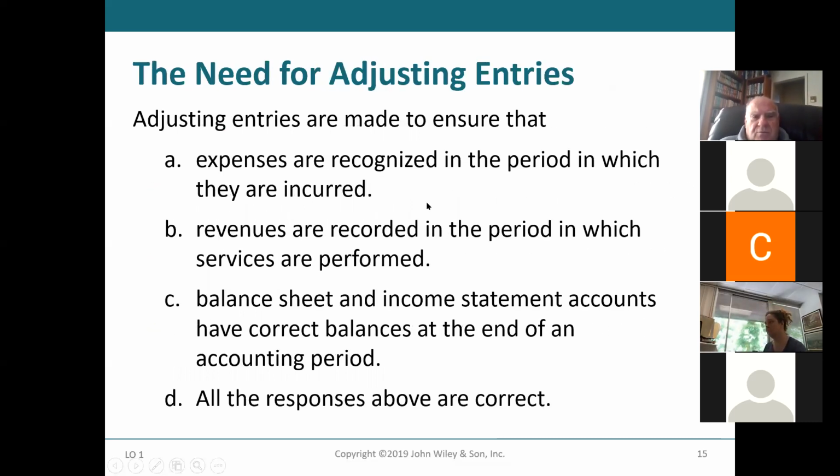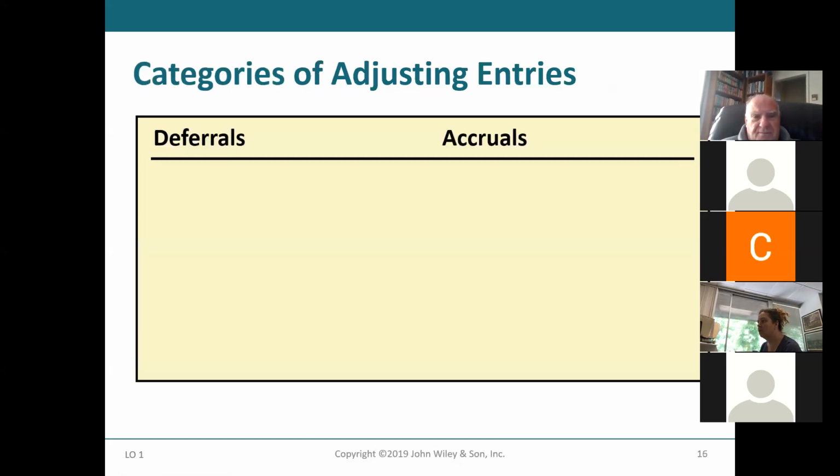Adjusting entries are made to ensure that revenues and expenses are recognized in the period when they are incurred. Revenues are recorded in the period in which services are rendered. You notice they're pounding that into our skull? Balance sheet and income statement accounts have correct balances at the end of the month. That's the goal we're going for. So all of the responses are correct.